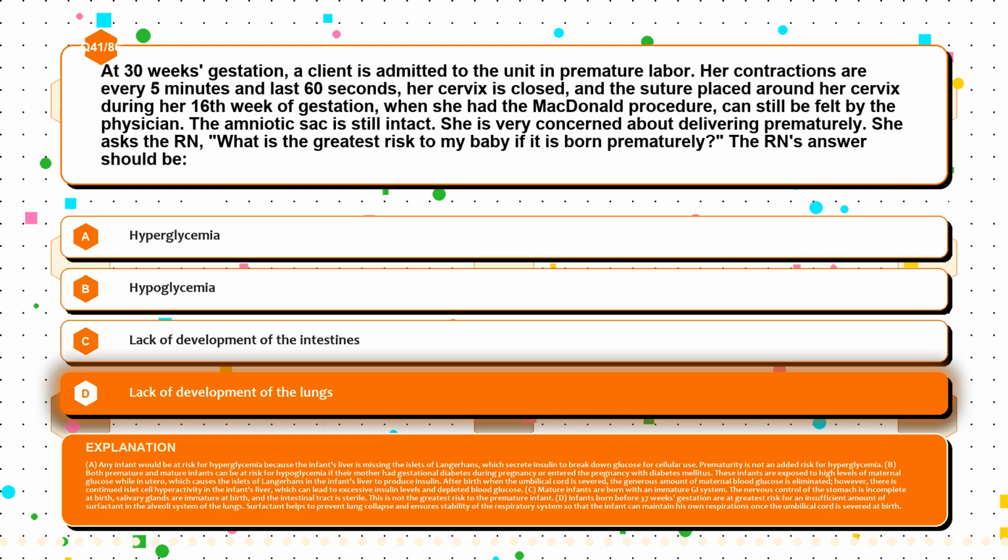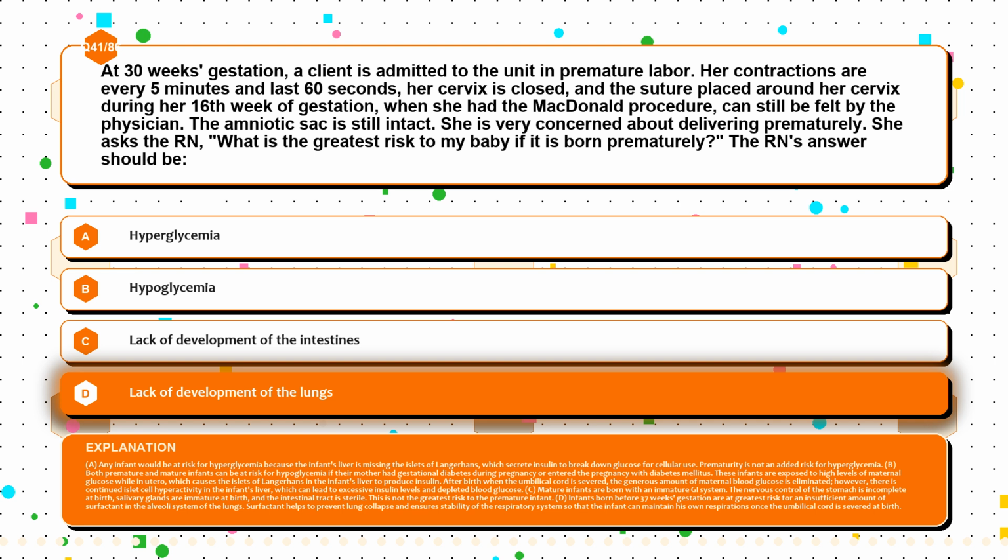Any infant would be at risk for hyperglycemia because the infant's liver is missing the islets of Langerhans, which secrete insulin to break down glucose for cellular use. Prematurity is not an added risk for hyperglycemia. Both premature and mature infants can be at risk for hypoglycemia if their mother had gestational diabetes during pregnancy or entered the pregnancy with diabetes mellitus. These infants are exposed to high levels of maternal glucose while in utero, which causes the islets of Langerhans in the infant's liver to produce insulin.